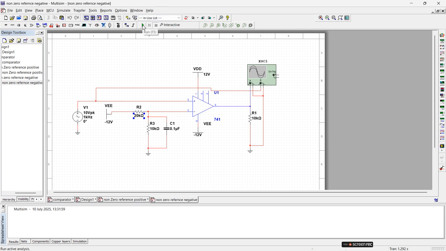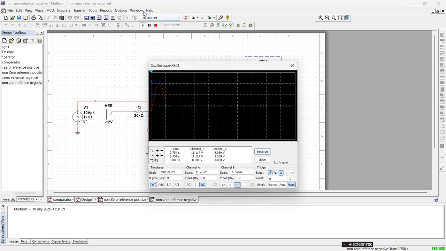Now we run the circuit with a negative, non-zero reference voltage. Here I am using a non-inverting circuit, so the input signal is applied to the non-inverting terminal. We only change the reference voltage, either positive or negative. Observe the waveforms. And observe the hysteresis curve shifted to the left hand side.